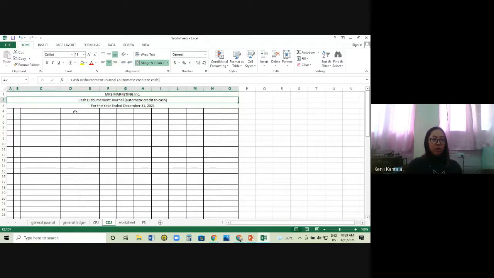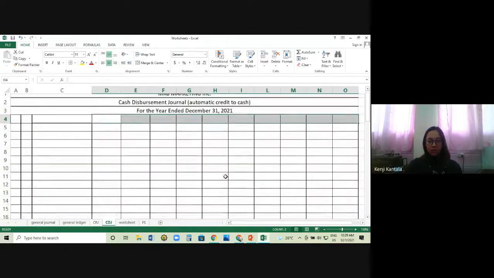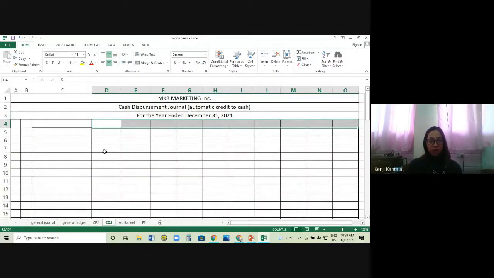So, kung ano naman yung debits natin for these transactions, yun naman yung ilalagay natin as part of our headers. So, any transaction na mag-i-involve ng credit sa cash. So, ano ba yung mga pinagkakagastusan natin na naglalabas tayo ng pera?